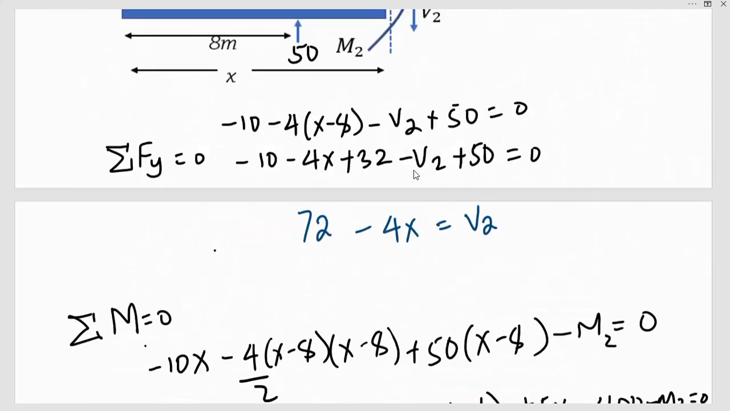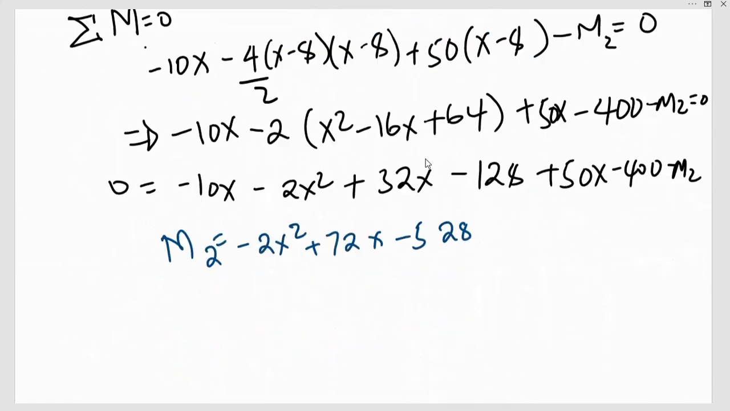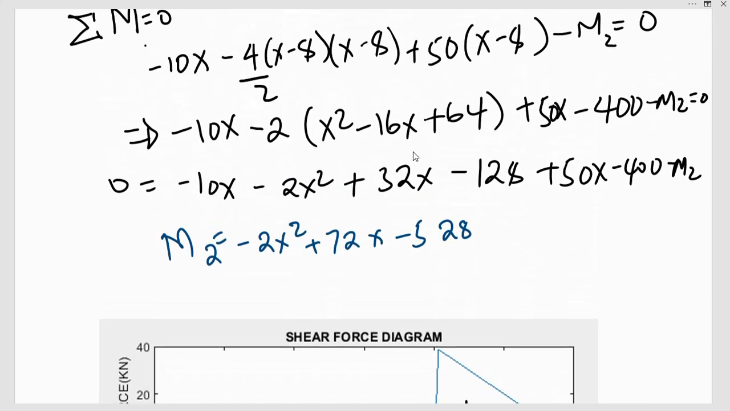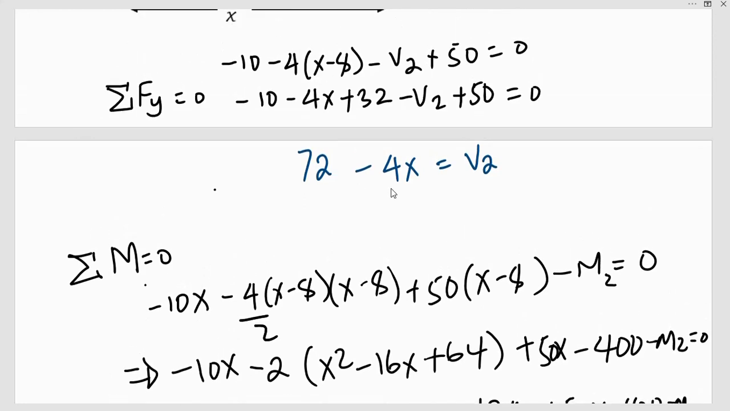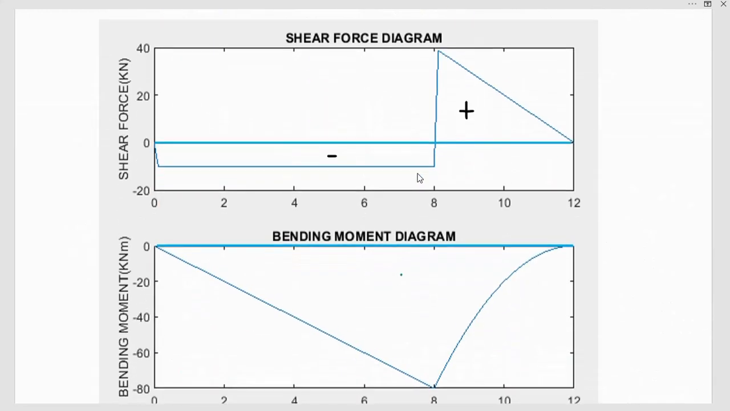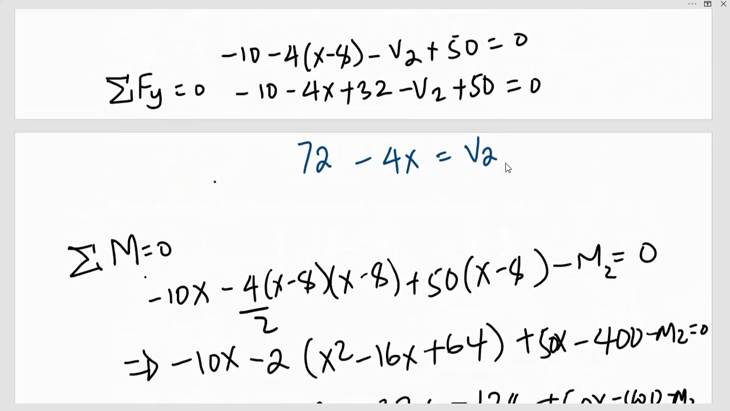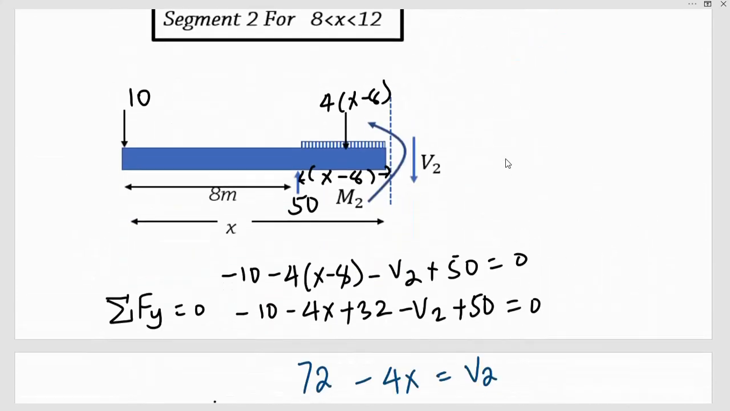Then we have seen how to draw the shear force diagram. I've said this is negative 10 and, of course, constant up to 8. Then from 8 going to 12, I have an equation of 72 minus 4x. So at any distance equivalent to x, I will just substitute in this equation and I will be able to draw this curve. Okay, that means I have to go and draw the bending moment diagram.